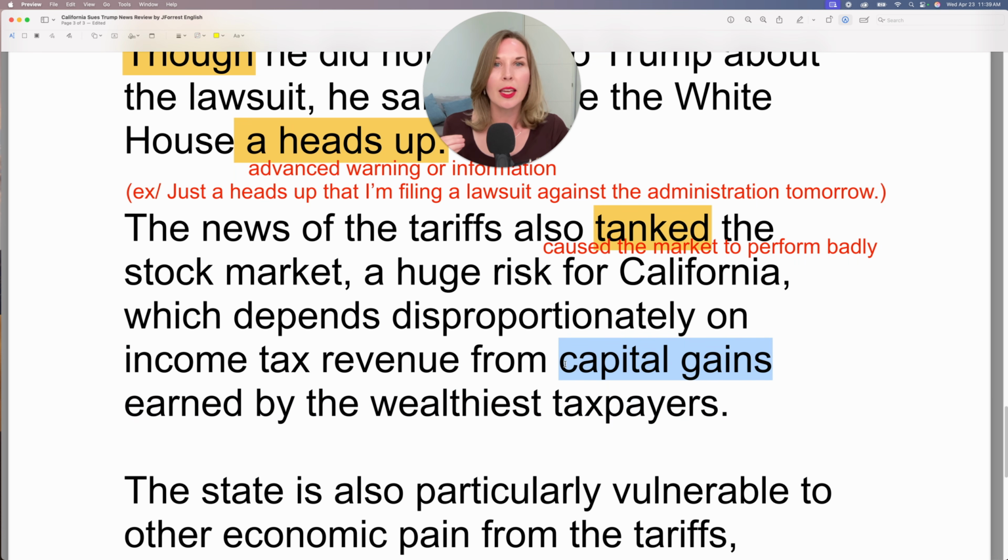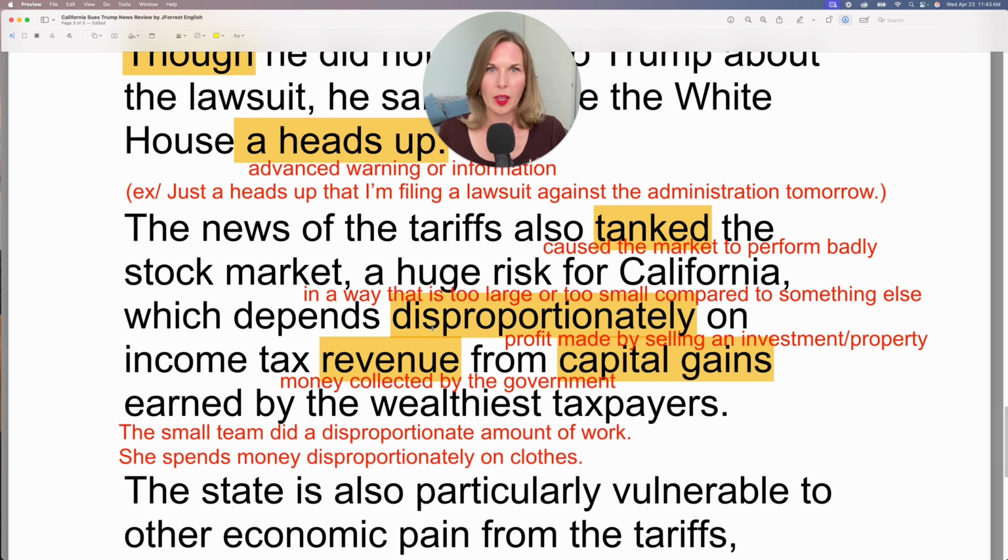So a capital gains is when let's say you have a stock in the company and the value of that stock went up and you earn interest from it. You have to pay tax on that interest earned. That is a capital gain. Let's review disproportionately. This is an adverb. So proportionally would mean that the amounts are even or make sense, but disproportionately means that something is too large or even too small compared to something else.